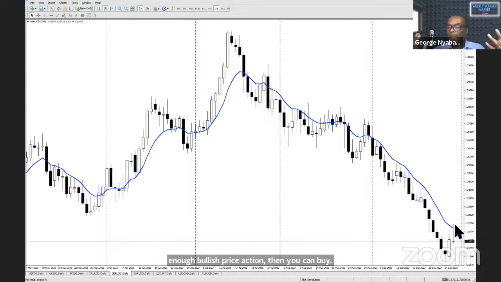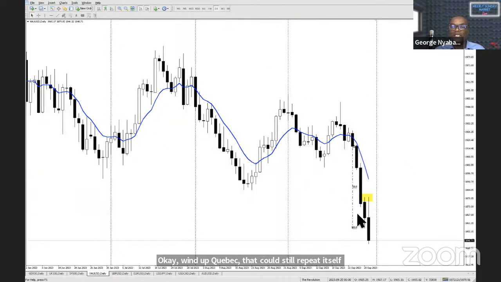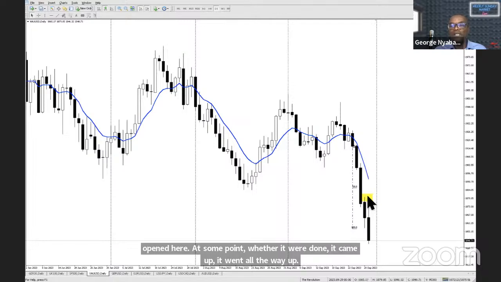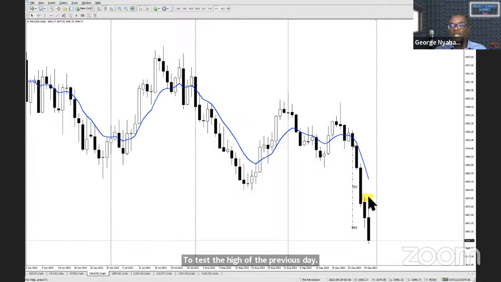And if you come back, or if you're not in the market, but when you do come back, you see we're up at the high of yesterday, of Friday, and you see a reversal pattern forming here, and it's a good enough reversal pattern, you can still look to sell, still within the day. Okay, it went up, came back, that could still repeat itself over that high. It's the same thing, just by looking at this is what took place. Market opened here. At some point, whether it went down a bit or came up, it went all the way up to test the high of the previous day and try to break above it and fail.